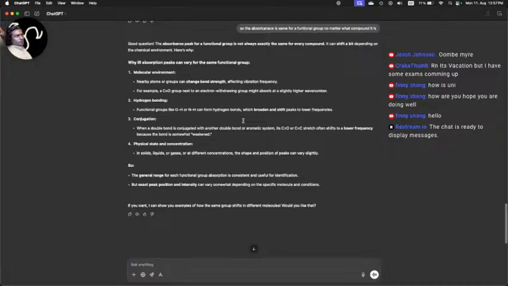Good question. The absorbance peak for a functional group is not always exactly the same for every compound. It can shift depending on the chemical environment. Nearby atoms or groups can change bond strength, affecting vibration frequency. For example, a carbon oxygen group next to an electron withdrawing group might absorb at a slightly higher wave number. Functional groups like alcohols can form hydrogen bonds which broaden and shift peaks to lower frequencies. So the general range of each one is consistent and useful for identification, but exact peak position and intensity can vary somewhat depending on the specific molecule and conditions.